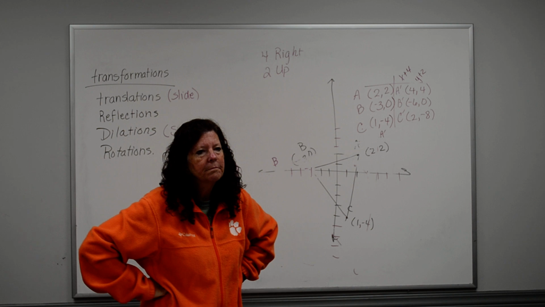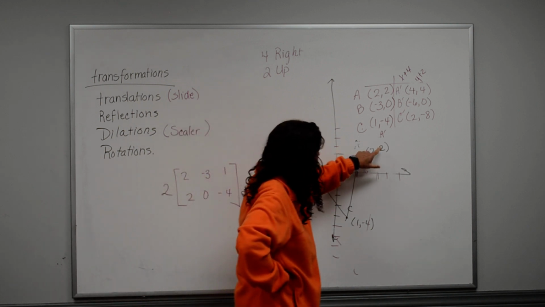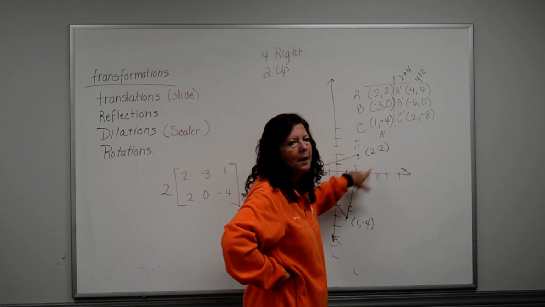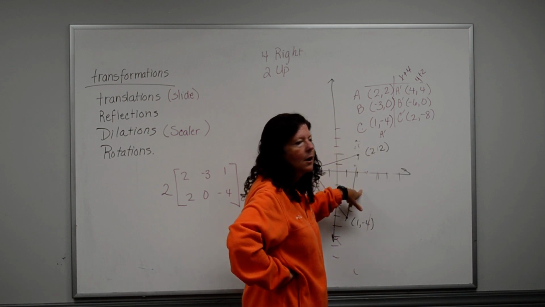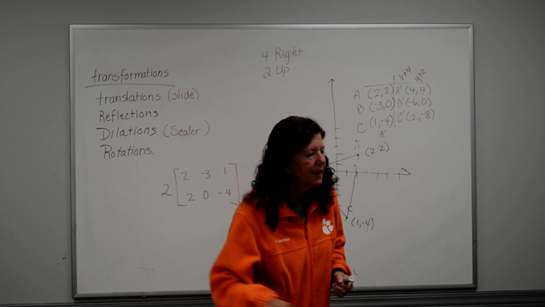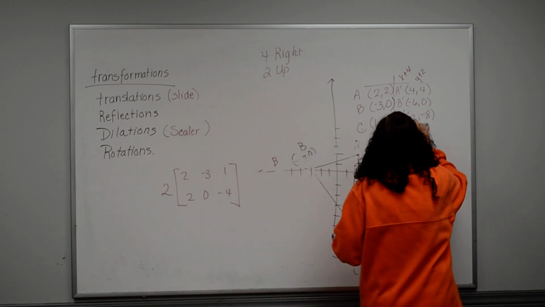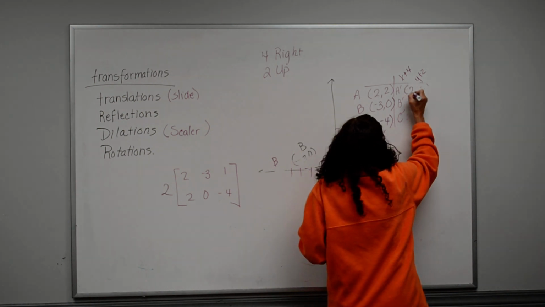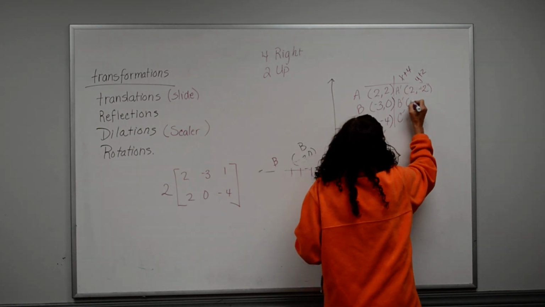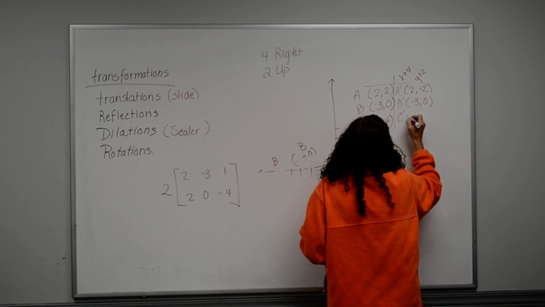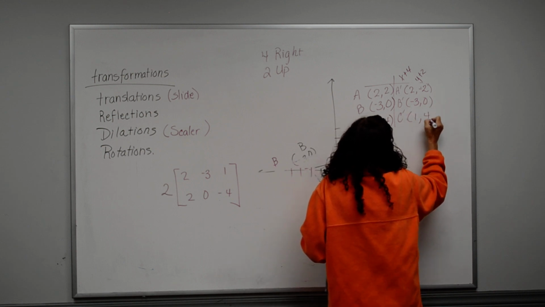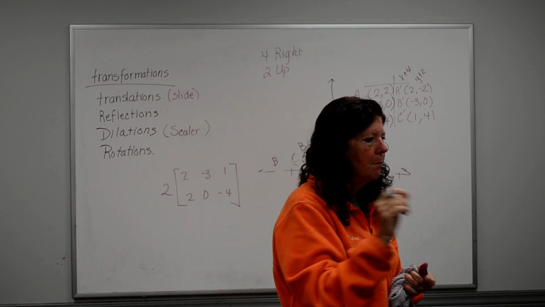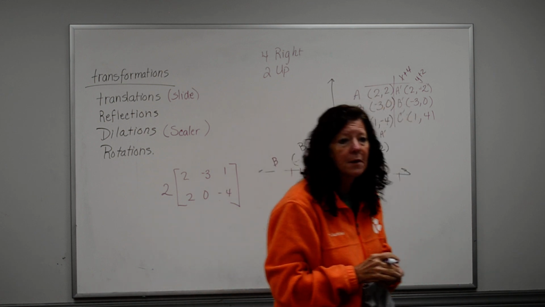The y changes. If I were to take this point and put it down here, it would become 2, negative 2. So let's say I want to reflect this over the x-axis. Then this becomes 2, negative 2. This becomes negative 3, 0, it doesn't change. And this becomes 1, positive 4. All I did was change the y positive and negative to the opposite of what I had.